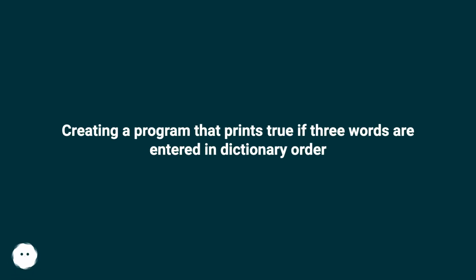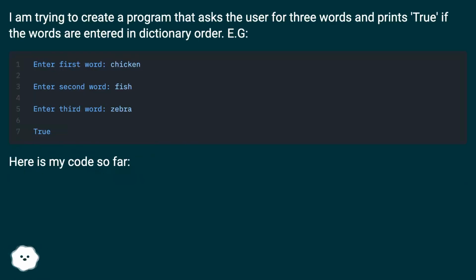Creating a program that prints true if 3 words are entered in dictionary order. I am trying to create a program that asks the user for 3 words and prints a true if the words are entered in dictionary order. E.g.